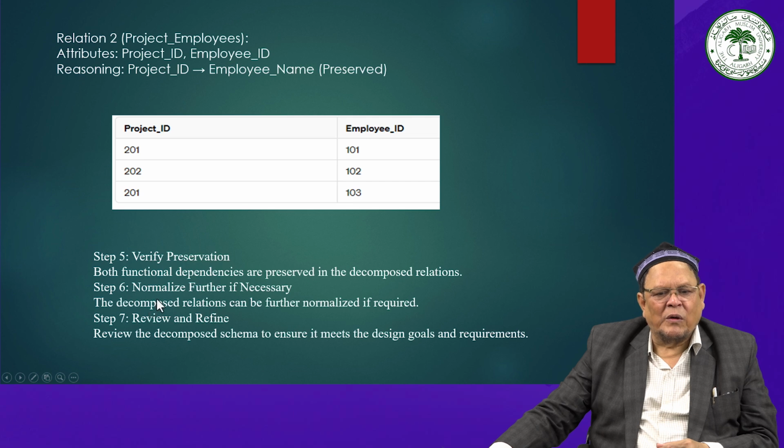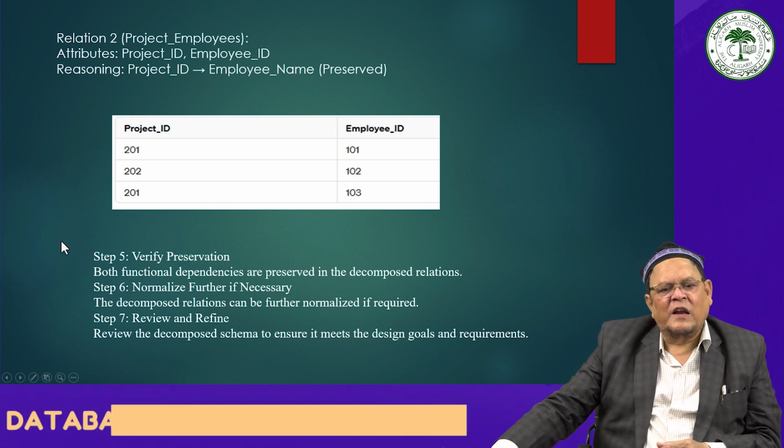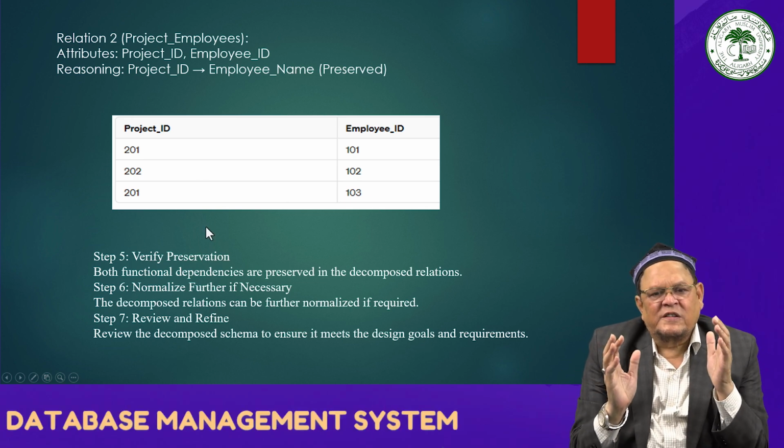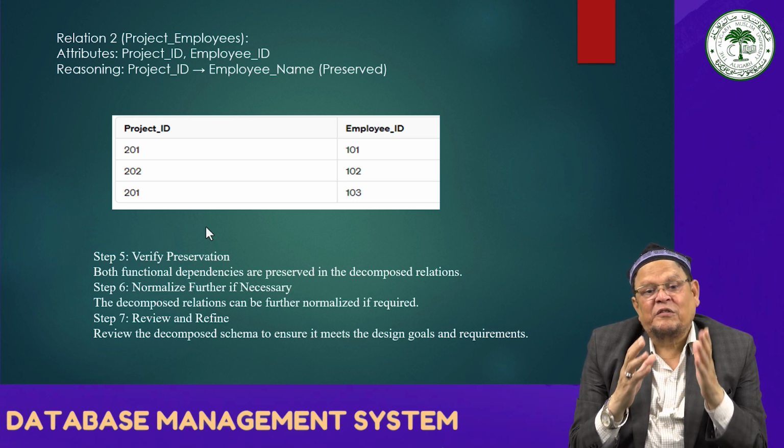So we go to normalize further if necessary. The decomposed relation cannot be further normalized if required, and review the decomposed schema to ensure it meets the design goal and requirement. In this way, we can decompose a relation in such a way that the decomposition is lossless and FD preserving.